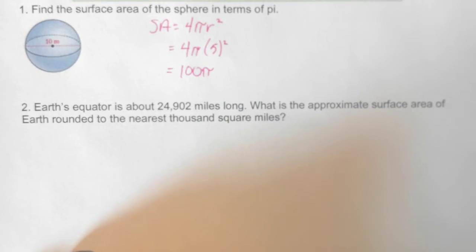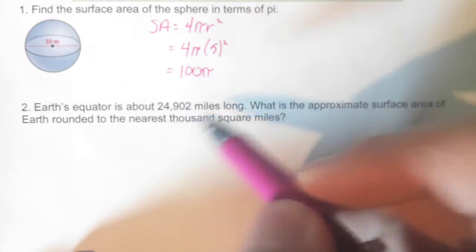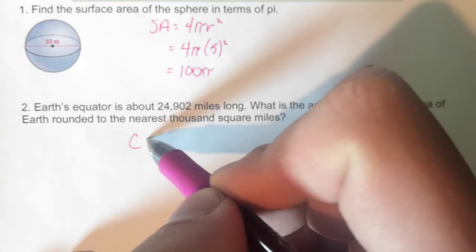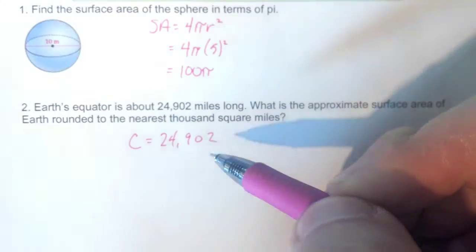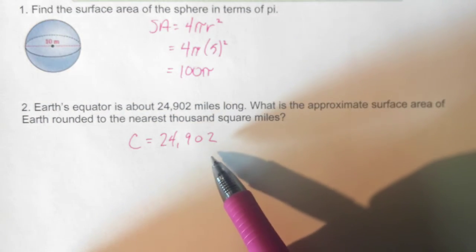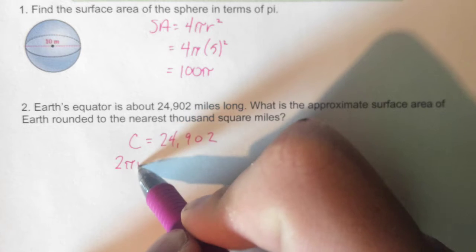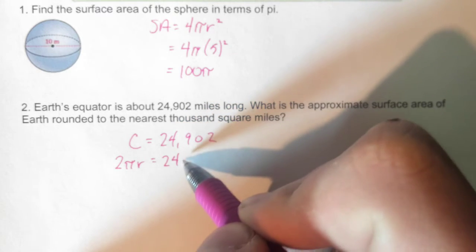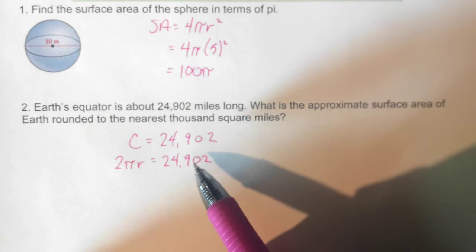Okay, the Earth's equator is about 24,902 miles long. What is the approximate surface area of Earth rounded to the nearest 1,000 square miles? So they give us the length of the equator. That would be the circumference of the circle. The circumference is 24,902. If that's the circumference, we need to know the radius for our formula. Remember, circumference is 2 pi r. So that would still equal 24,902. We just need to solve this for r.